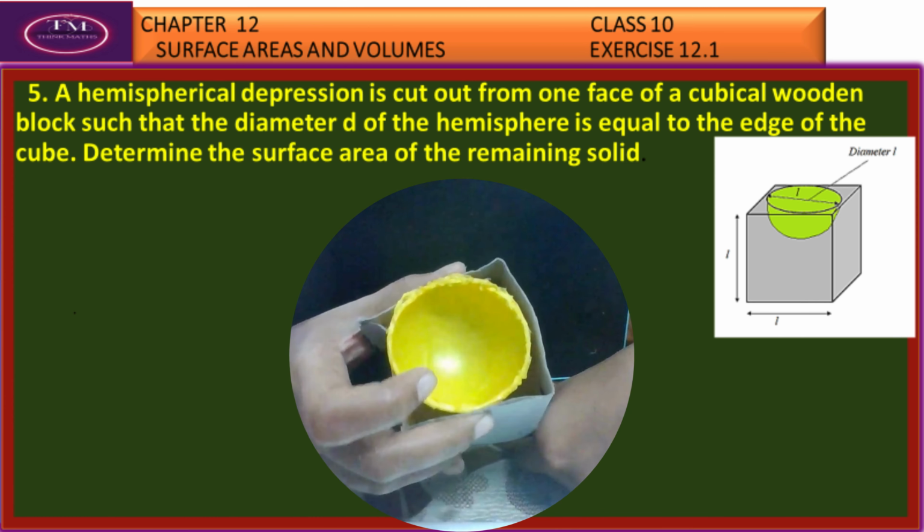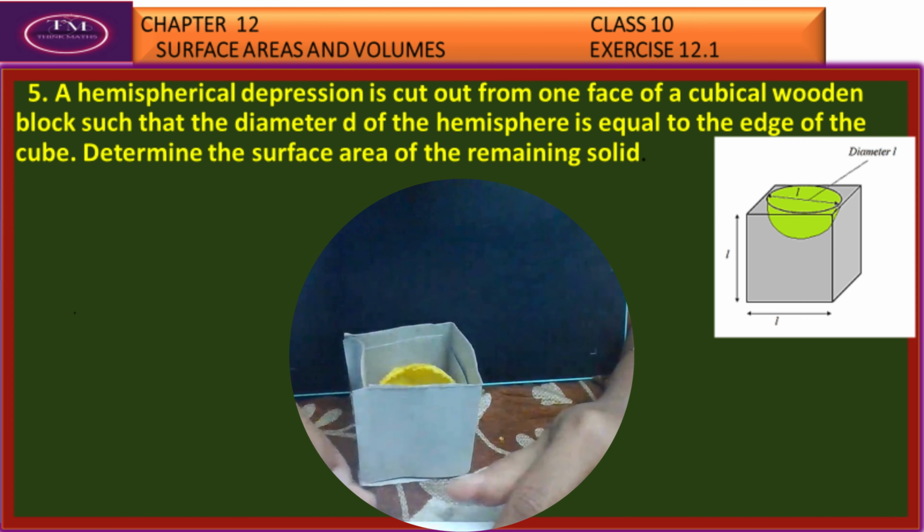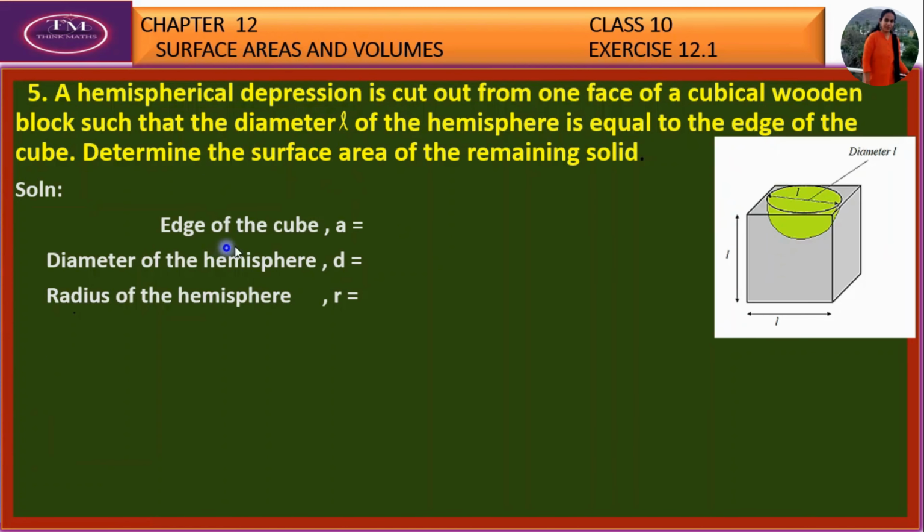Okay children, do you understand? So let us get into the problem. Now what is the edge of the cube? The edge of the cube is equal to the diameter L of the hemisphere. So diameter is given as L. So edge of the cube a is equal to L and diameter is also L. So the radius of the hemisphere will be L by 2 centimeter. Okay, so these are the data given.